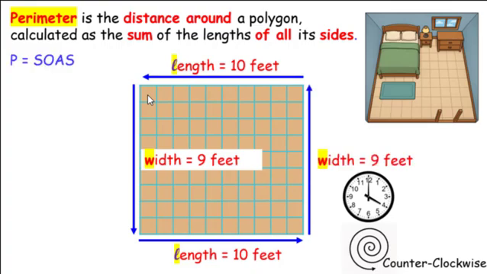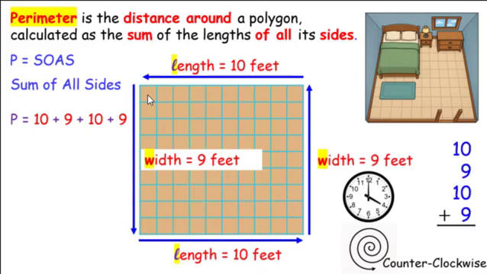Perimeter is equal to the sum of all sides. That's what SOAS stands for. The S is for sum, the O is for of, the A is for all, and the S is for sides. Now, going in that same counterclockwise, 10 plus 9 plus 10 plus 9. When we add 10 plus 9 plus 10 plus 9, 9 plus 9, since the other ones are 0, is 18, carry the 1. 1 plus 1 is 2, plus an additional 1 is 3. Our answer is 38 feet going around. Or 10 plus 9 is 19, and we have another 19, which gives us 38 feet.